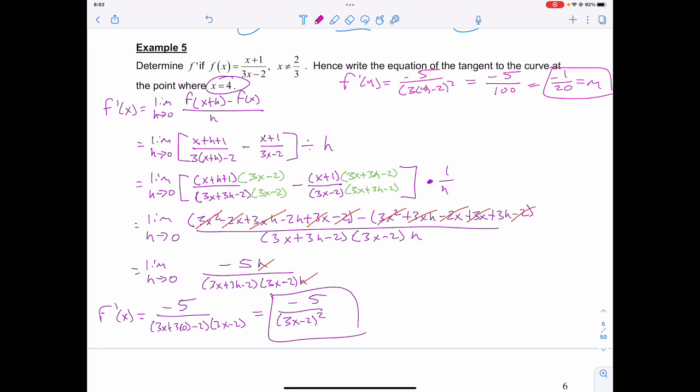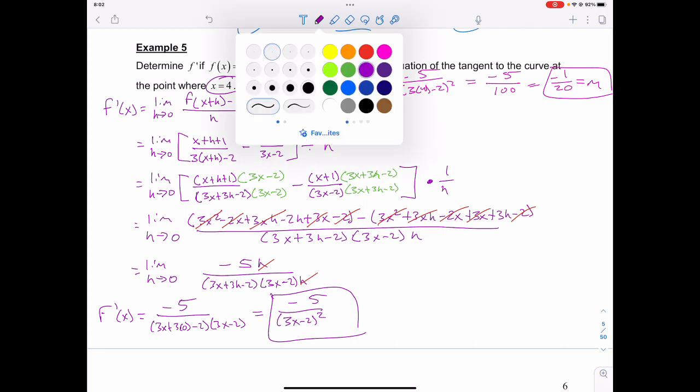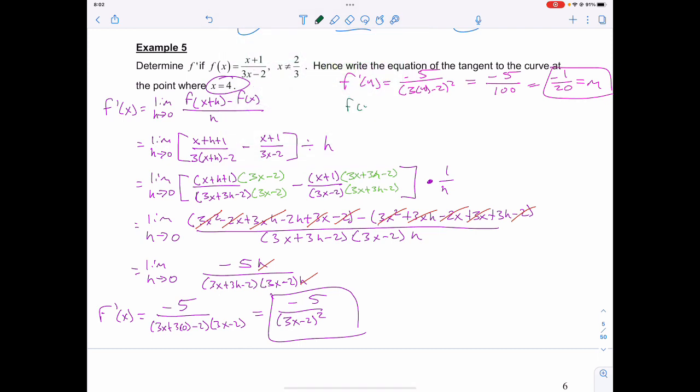We can also find what the value of f is at 4 in my original function. So if I'm finding f of 4, then I'm going to say that using this original function, if I took 4 plus 1 over 3 times 4 minus 2, then that's going to give me 5 over 10, or 1 over 2, which means that I also know that I have the point on my graph at 4 and 1/2.